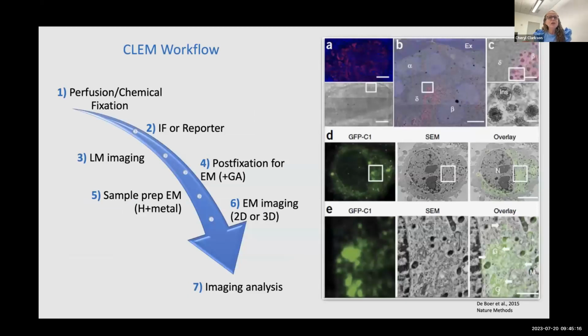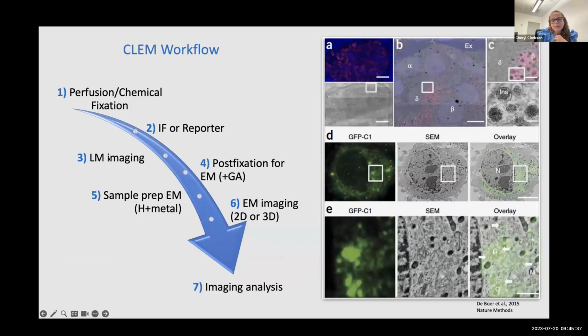The idea is that we try different things and are able to tune it for every kind of tissue, but normally we start with perfusion of the live animal, or with chemical fixation in the case of cell culture. Then we do the immunofluorescence if we need it. If we have a reporter, we don't.